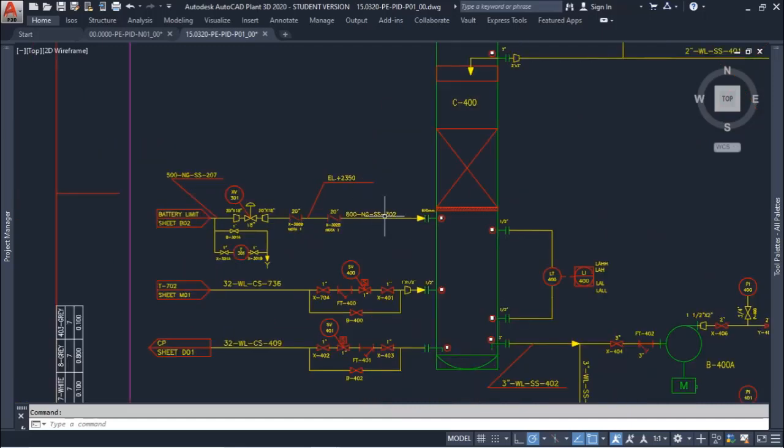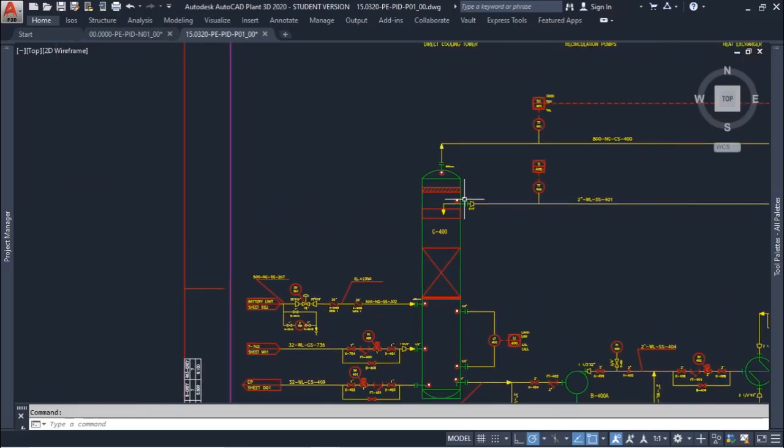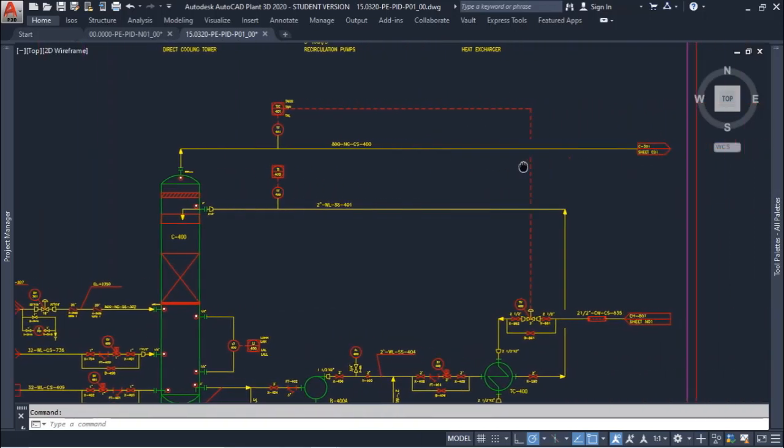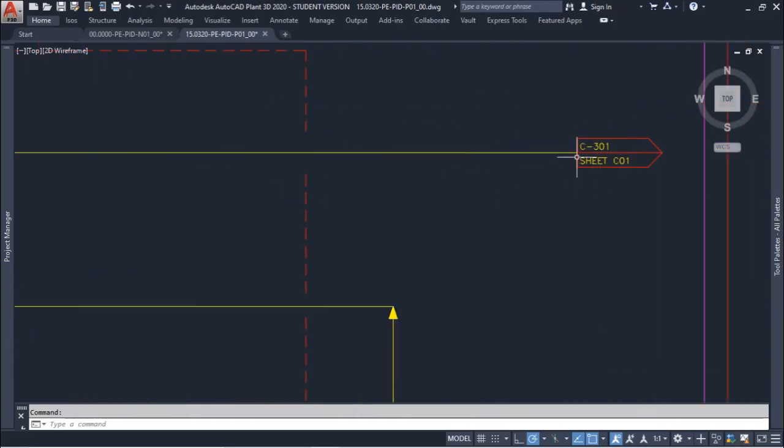The gas enters in around the middle of the tower, and it goes up, passing through a stream of water, and at the top we have cooled gas that goes to C301 in sheet C01. You can see that it is the representation, a flag representation going out from your drawing.